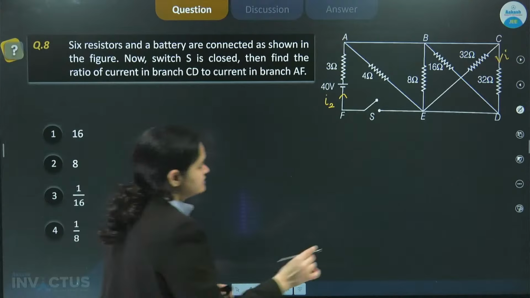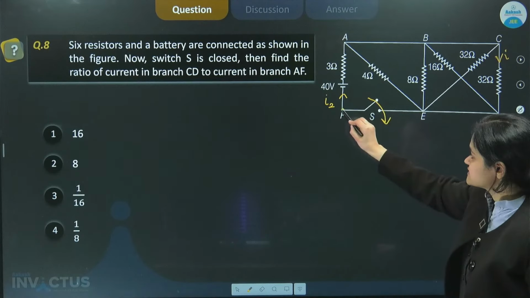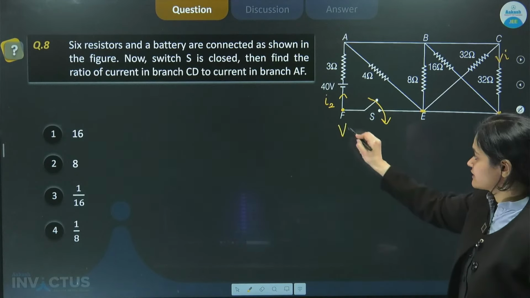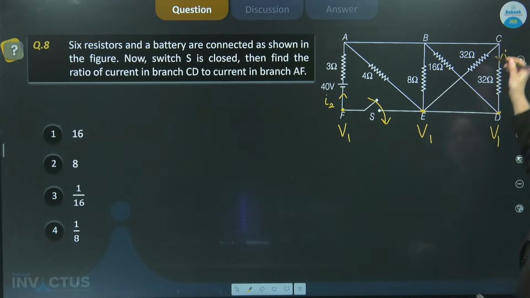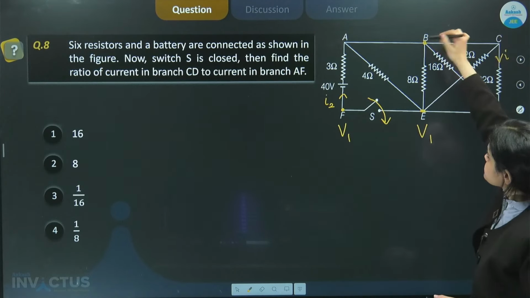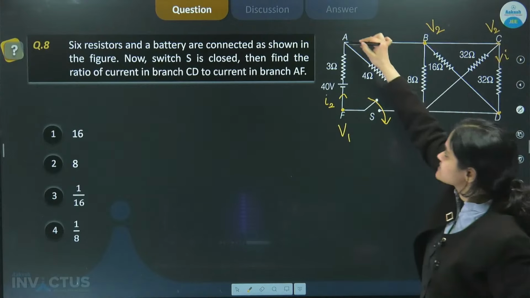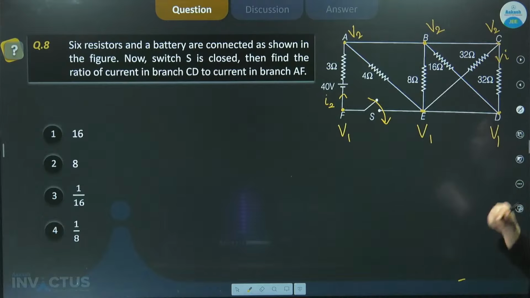So let's understand this circuit first. So see, when this is connected, this point, this point, this point, they're all connected by a conducting wire, so they will be at the same potential, V1 each. Now, I can assume the potential at this position as V2. So see, B and C are also connected with the same conducting wire. So potential is going to be V2 for all the positions.